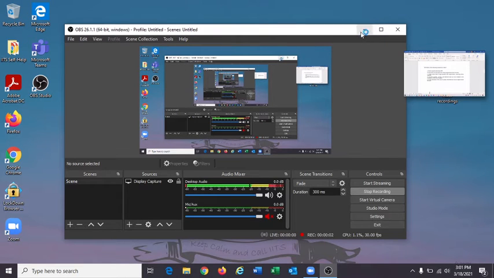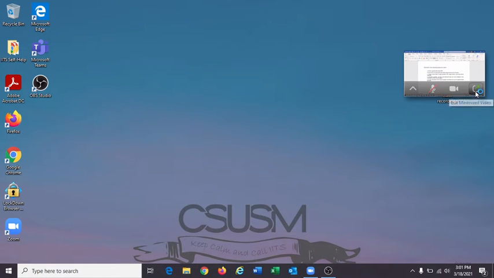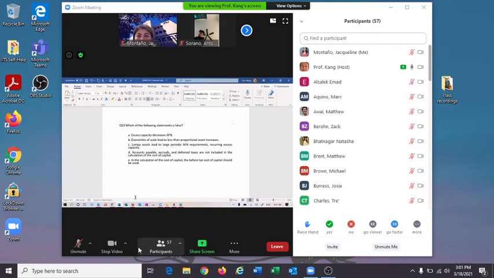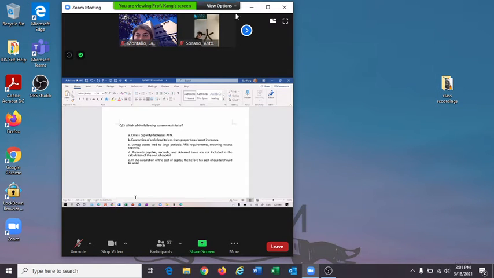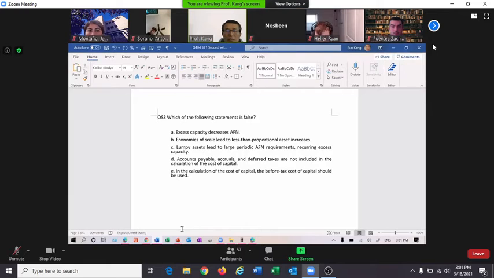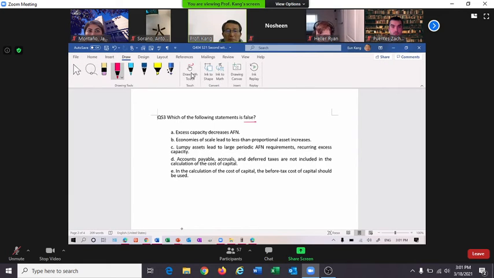Which of the following statements is false? 4 people missed this one, 4 people. Because there are 2 forces, excess capacity increases, so that's wrong.